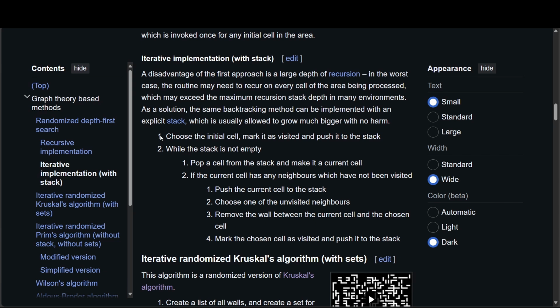The algorithm has these steps. We take an initial cell, mark it as visited, and push it to the stack. Then we find the neighbors of the cell. If a neighbor is not visited, we pick one cell or one wall based on randomness and move further. This is a simple algorithm.